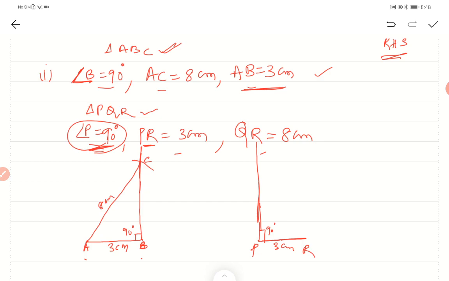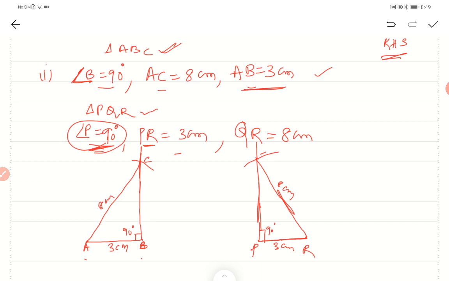Now QR, from R to Q it is 8 centimeters. So from this point I will take an arc of measurement of how much? 8 centimeters. I'll get an arc somewhere here, and this will be 8 centimeters. Okay, suppose you need to say that it's 8 centimeters.